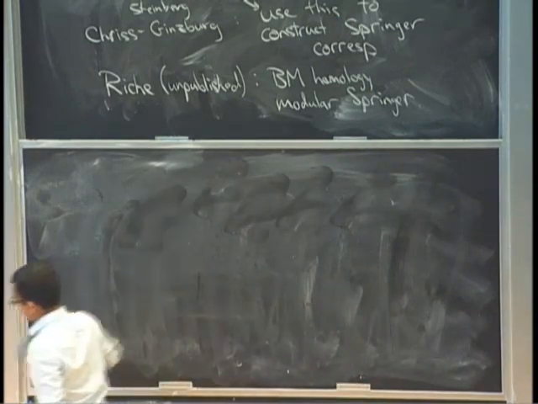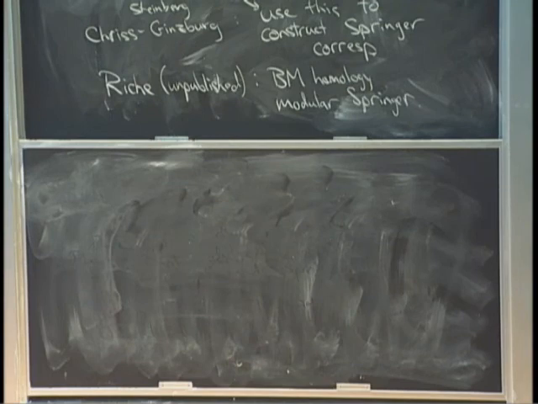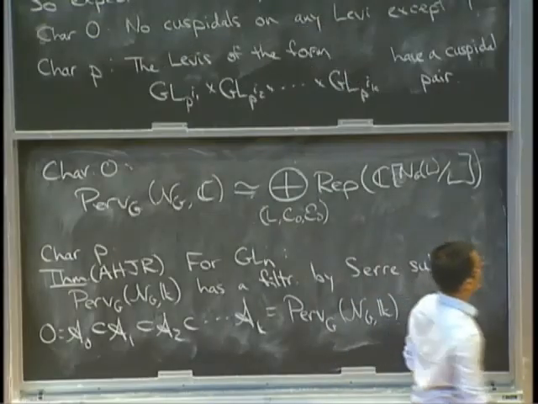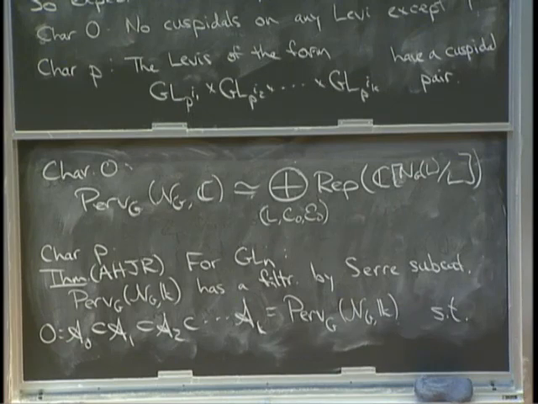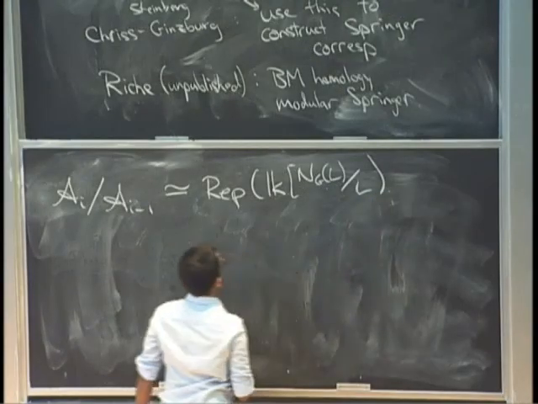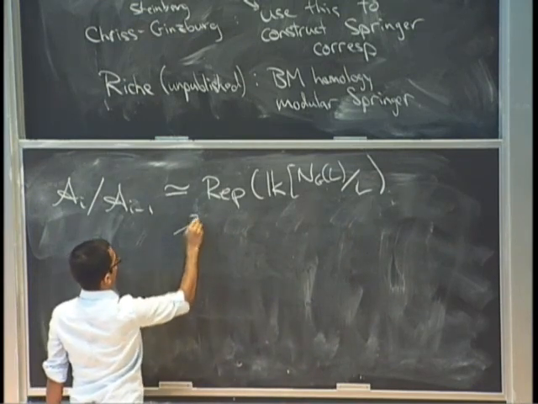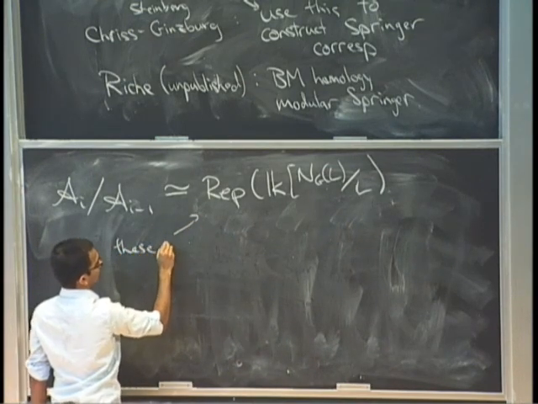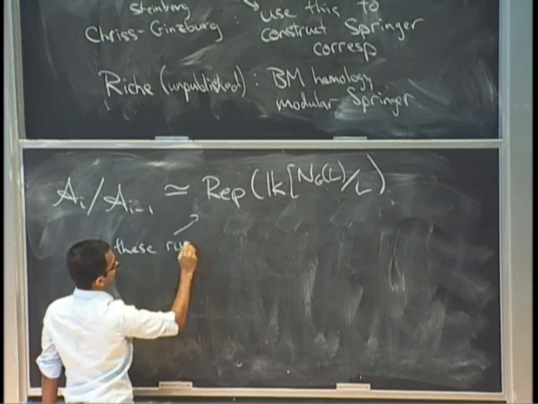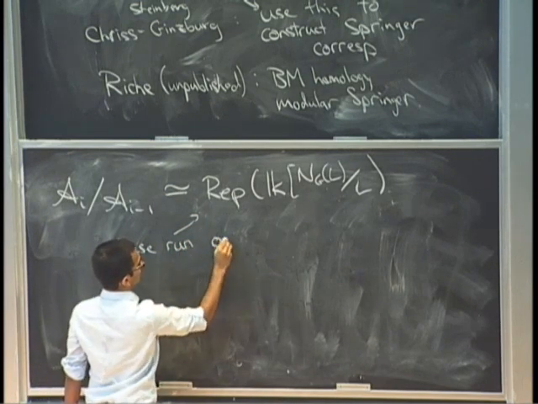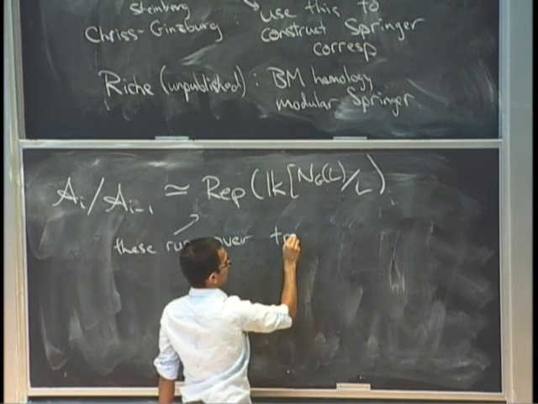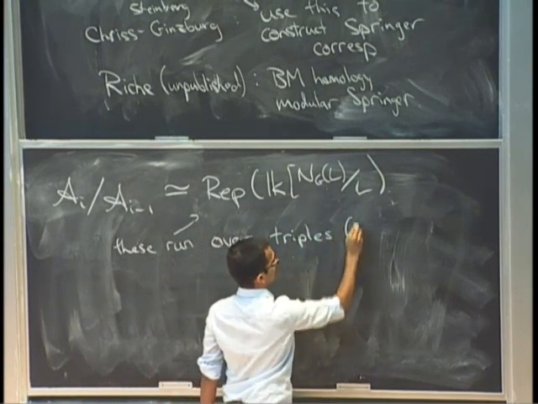So the statement is that it's some kind of associated graded statement, such that when you take A_i mod A_{i-1}, it's equivalent to the category of representations in positive characteristic, over the appropriate field, of the appropriate relative Weyl group, where these are parameterized by the same triples that appear in the generalized Springer correspondence.